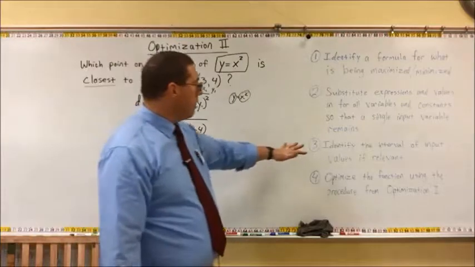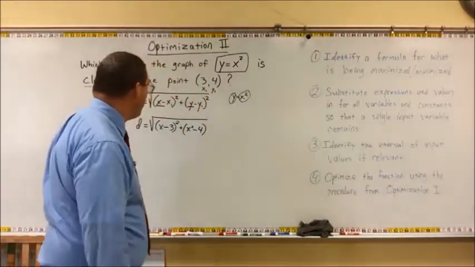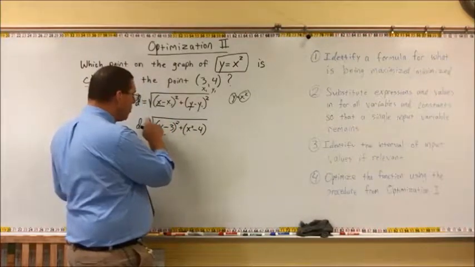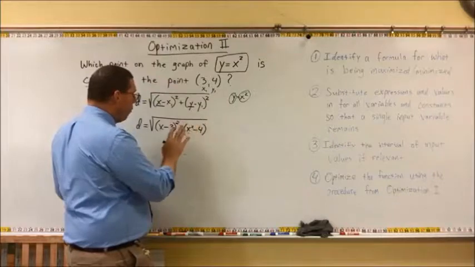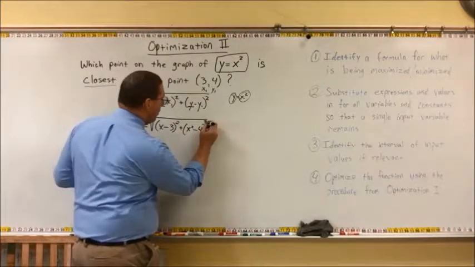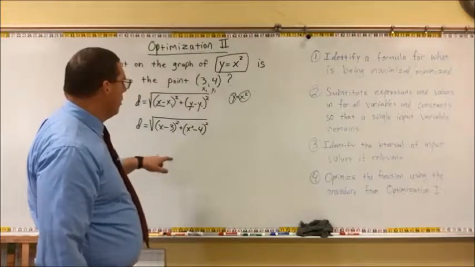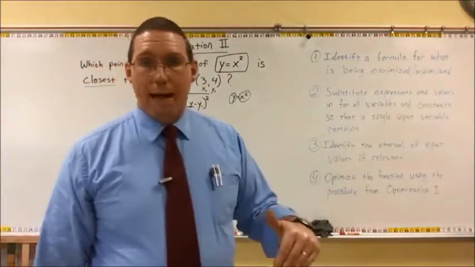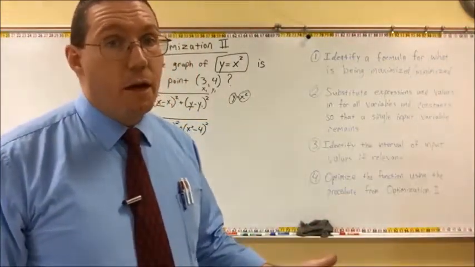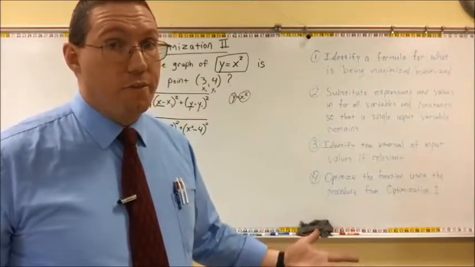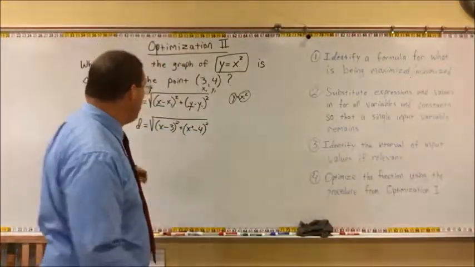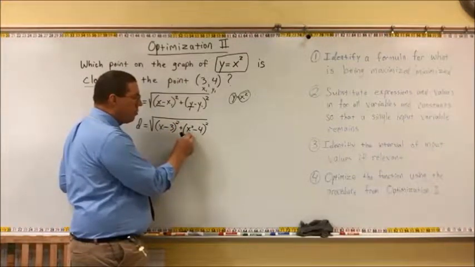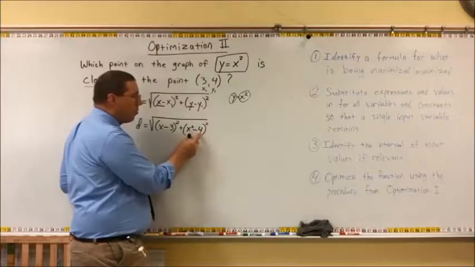Now, step 3 says identify the interval of input values. Here's what's important. It's important to consider that this is a radical. Therefore, there could be a value that we could put in for x that causes what is under the radical to be negative, and then we can't do that because we can't take the square root of a negative value, right? Except that note that this is (x minus 3) squared, so this is always going to be positive, and this is (x squared minus 4) squared, so this is always going to be positive.